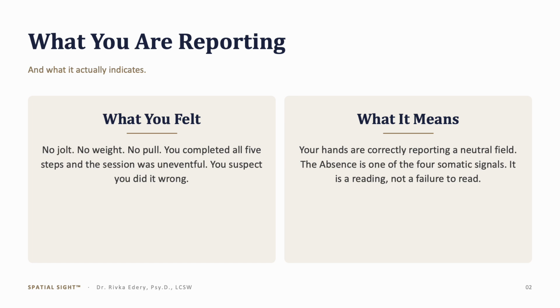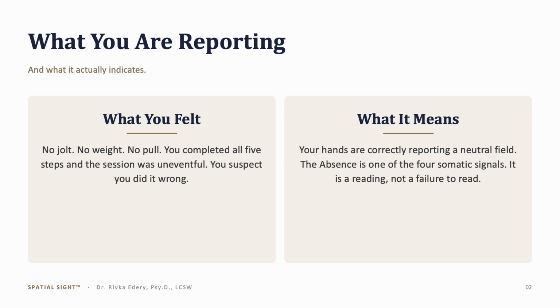On the left, what you felt. No jolt, no weight, no pull, no visual, no auditory, no sensory. You completed all 5 steps, and the session was uneventful. And so you suspect you did it wrong. On the right, what that actually means. Your hands are correctly reporting a neutral field.